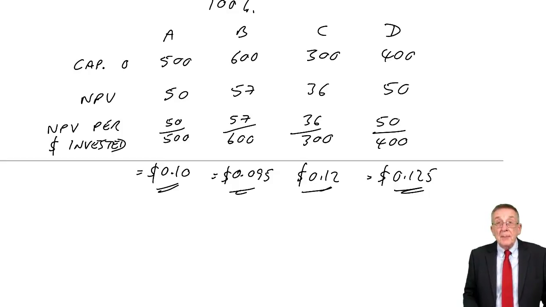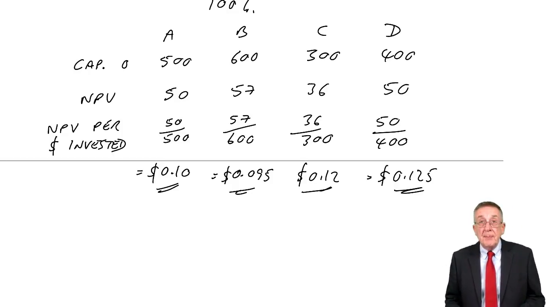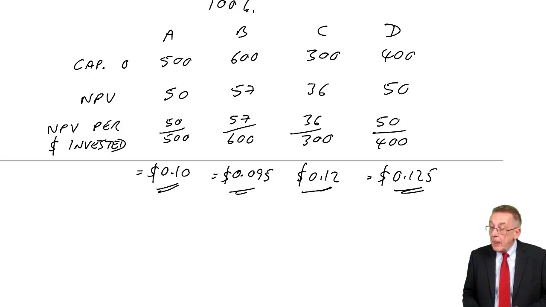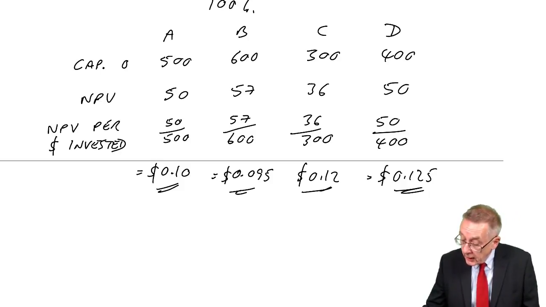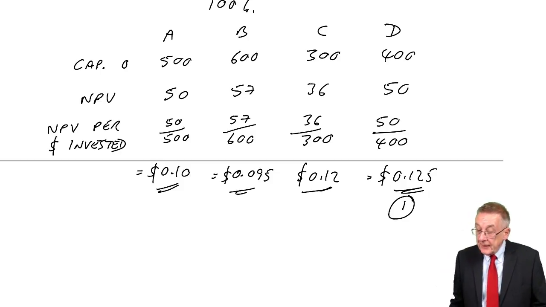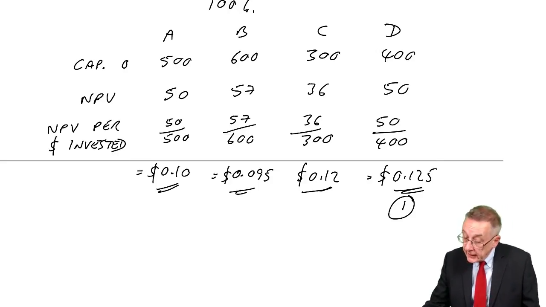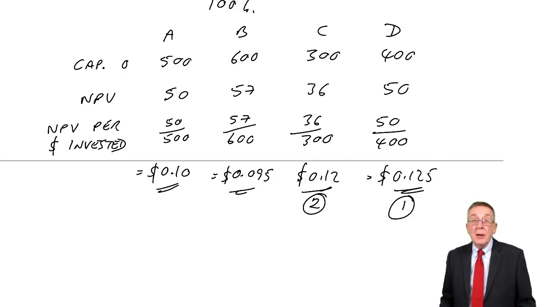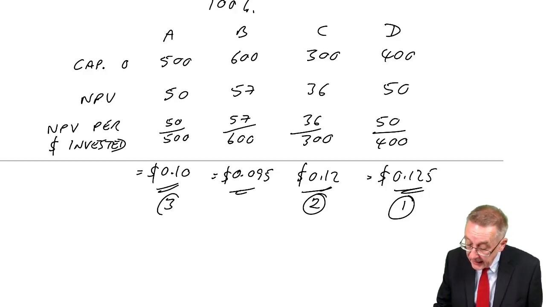We want to invest our money in whichever way gives the biggest NPV. And so the best one to go for would be D, and we'll get 12.5 cents per dollar. Second best would be C at 12 cents per dollar. Third best, A, at 10 cents per dollar, and fourth best would be B.